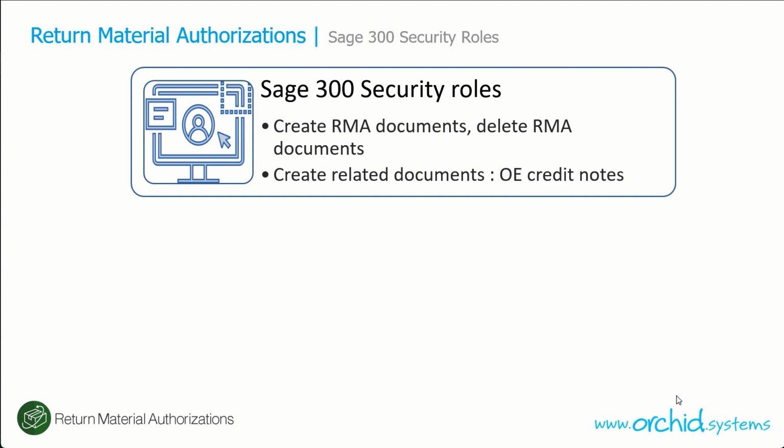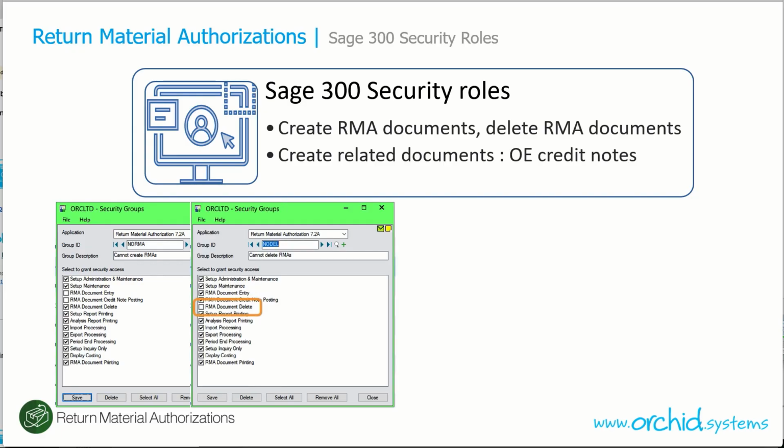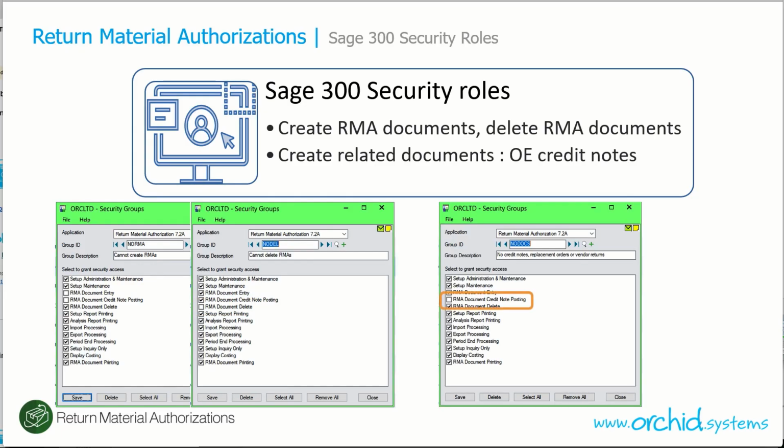authorizations. Thanks, Natalie. Using the Sage 300 security roles, you can set security roles for users such that they cannot create RMA documents or cannot delete RMA documents. Or even if they have access to create and delete RMA documents, you can have a security role which prevents them from creating credit notes. So let's have a little look at this.